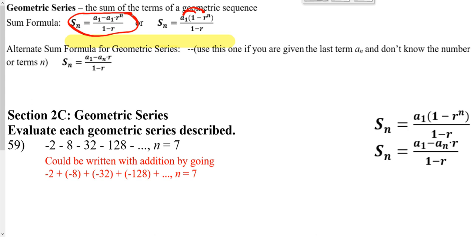So for this first formula, you need to know your first term, you need to know R and the number of terms. For the second formula here, you still would need to know your first term, you'd still need to know R, but then that would be your last term. You can use either one, it does not make a difference.